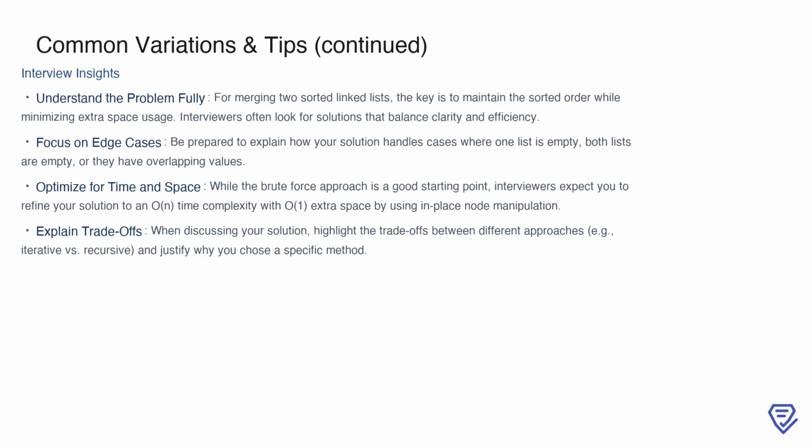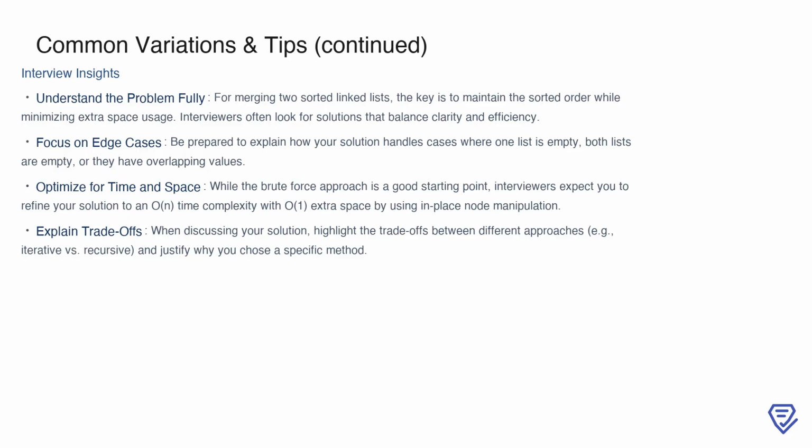Now, let's focus on what interviewers typically look for when discussing this problem. It's essential to understand the problem fully. Your goal is to merge two sorted linked lists while maintaining their sorted order and minimizing extra space usage. A clear and efficient solution is key here. Interviewers will often probe how your solution handles edge cases, such as one or both lists being empty, or when the lists have overlapping values. Make sure you're prepared to explain these scenarios in detail.